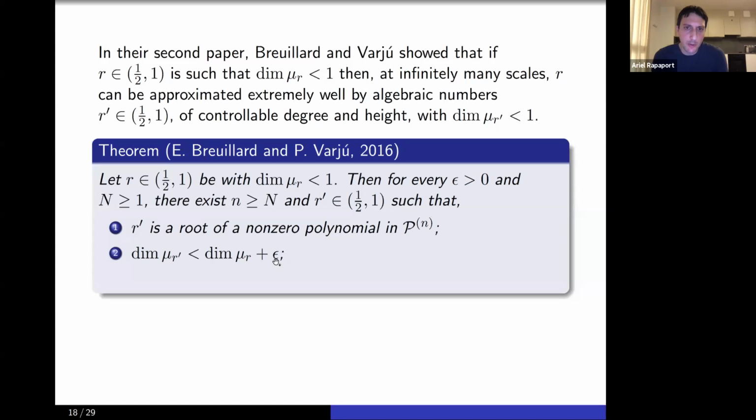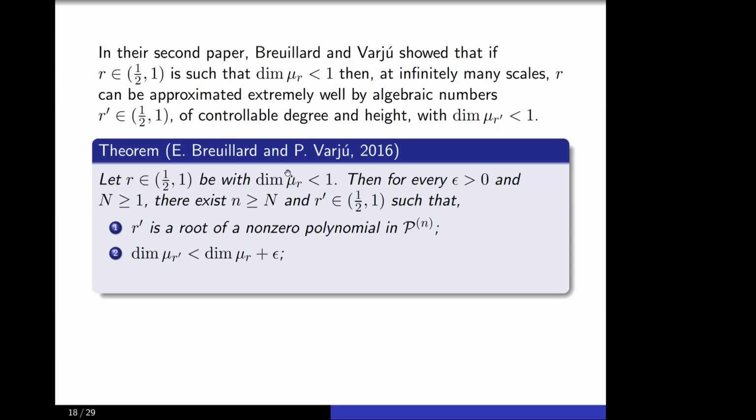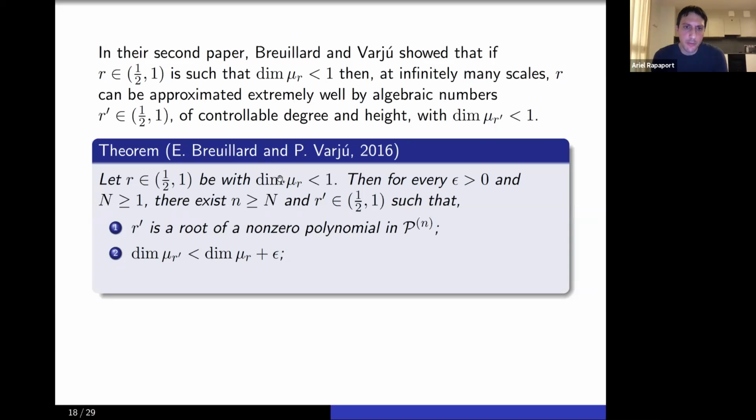And so if epsilon is chosen small enough with respect to the dimension of mu R, then mu R prime will also have a dimension drop. And the third condition is that R prime approximates R extremely well, much better than exponentially.